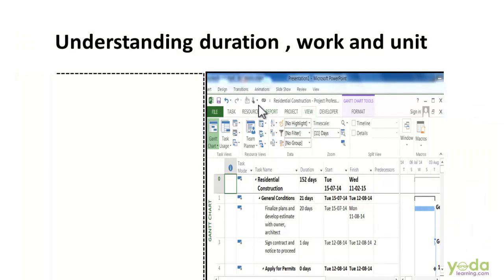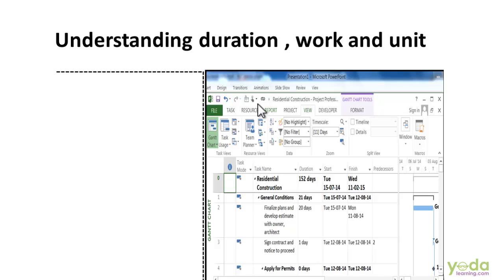Greetings everyone. In this video, we are going to understand what duration, work and units are. A task's duration, work and assignment units are inextricably connected. The mathematical relationship is simple and it's the key to getting your resource assignments right every time.